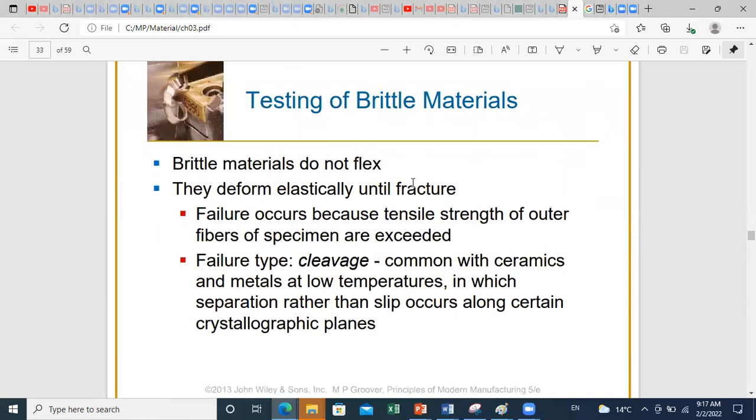So brittle materials do not flex. They will deform elastically until fracture. In this case, failure occurs because the tensile strength of the outer fiber of the specimen is exceeded. Concerning the failure type, it is called cleavage. This type is common with ceramics and metals at low temperature. What will happen is that separation rather than slip will occur along certain crystallographic planes, which are close to the bottom part. So if you observe, you will see separation along some planes at a certain level when you reach the maximum tension stresses possible.